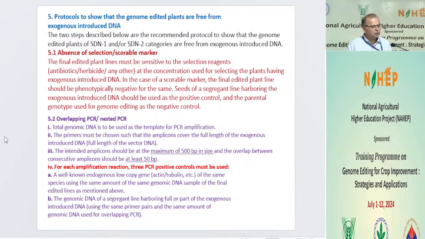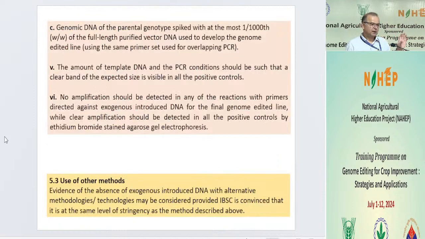And third control is the parental genotype spiked with 1,000th of the full length purified vector DNA. So, the parent genotype where you have started your experiments has to be spiked with the vector construct DNA that you are using, and then you show whether amplification is happening or not. So, in all these positive controls, amplification should happen, but if it fails, that means you are making some mistake in the reaction, and your result will not be acceptable. So, these are the positive controls.